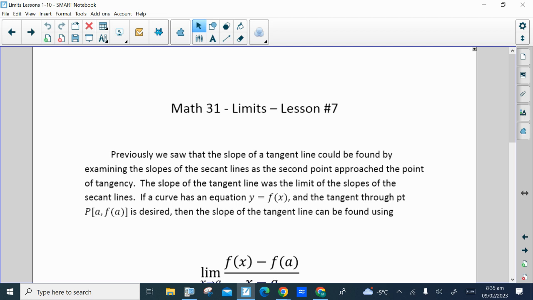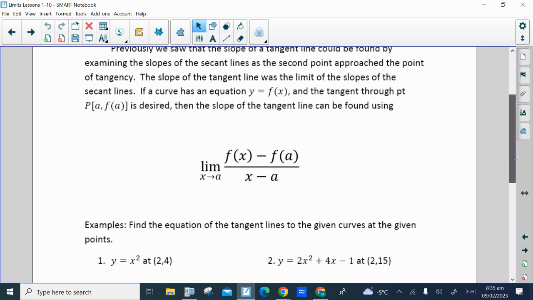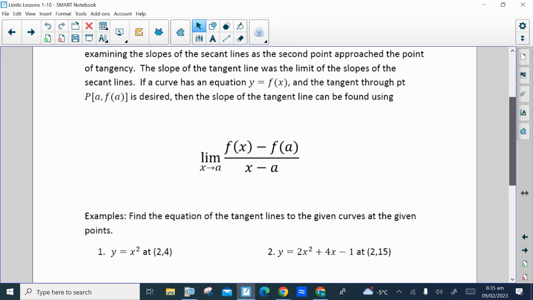So if a curve has an equation y equals f of x and the tangent line through point P, which is a comma f of a, is desired, then the slope of the tangent line can be found using this limit formula. The limit as x approaches a of f of x, so that's the original function, minus f of a, so it's the value of the function when x actually equals a, and notice that's on top. So if a is a non-permissible value, that's fine, right? Doesn't matter. Over x minus a. So if we evaluate this limit, it'll give us the slope of the tangent.